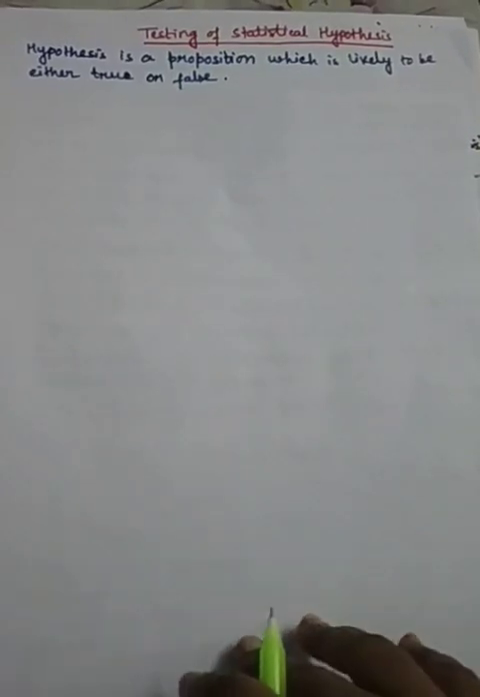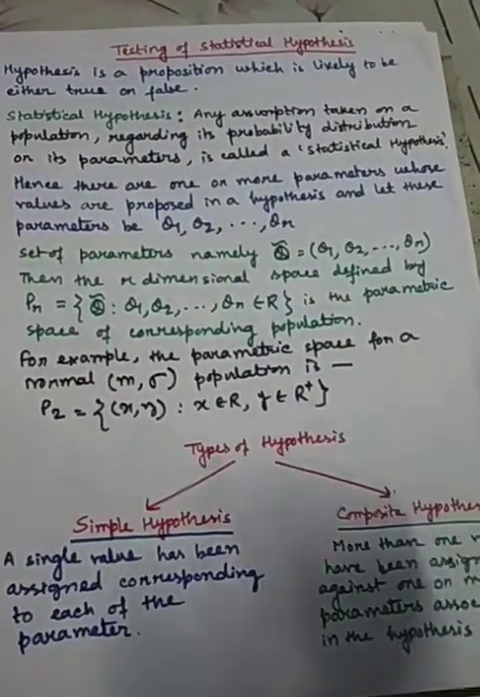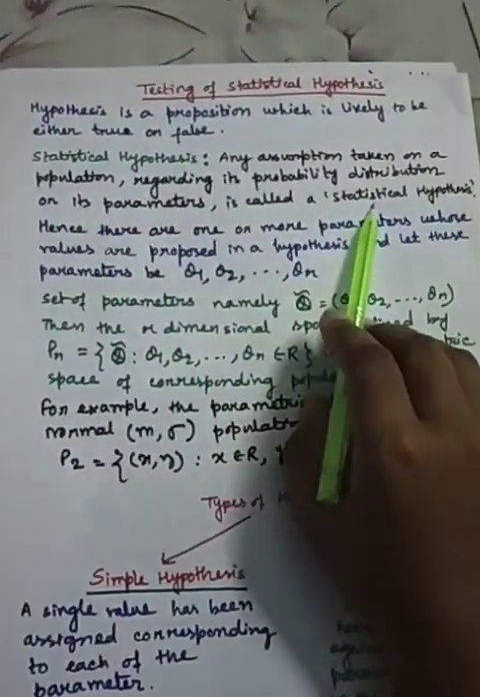Before starting our statistical hypothesis, first we have to know what is hypothesis. Hypothesis is a proposition which is likely to be either true or false. Proposition means a statement. So a statement is in terms of assumptive form. Whether it is true or false is hypothesis. So any assumption taken on a population regarding its probability distribution or its parameters is called a statistical hypothesis.